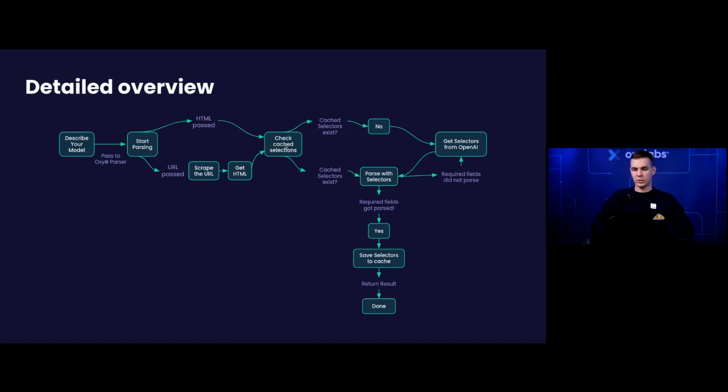Then it will check for cached selectors. If cached selectors exist, then you will parse with the selectors. If cached selectors don't exist, Oxy Parser will get the selectors from OpenAI or any other large language model and cache the selectors. This is used because when we cache the selectors, we can reuse them later and check if they are still valid. If they are not valid, if the required fields did not parse, we will get the selectors from OpenAI again, parse with those selectors, save selectors to cache, and return the parsed result as a Pydantic model.